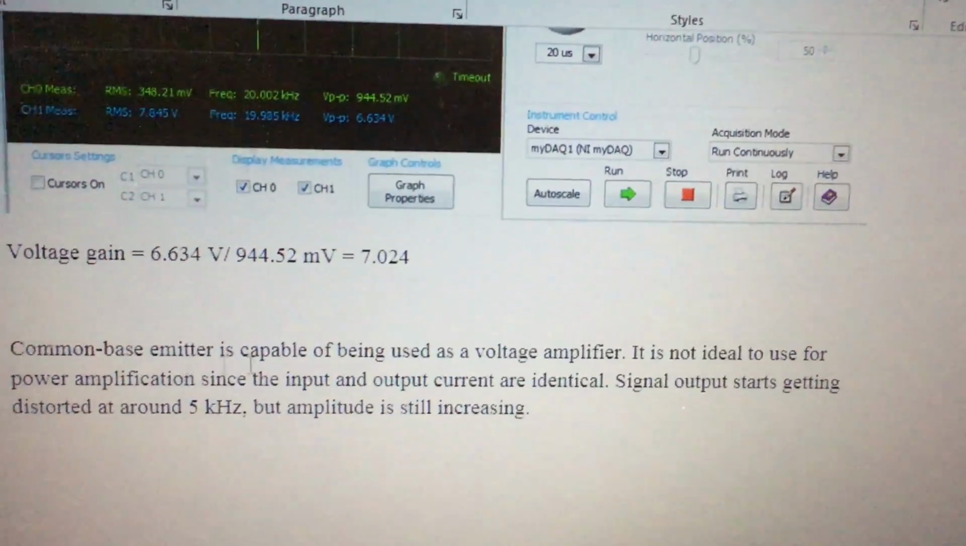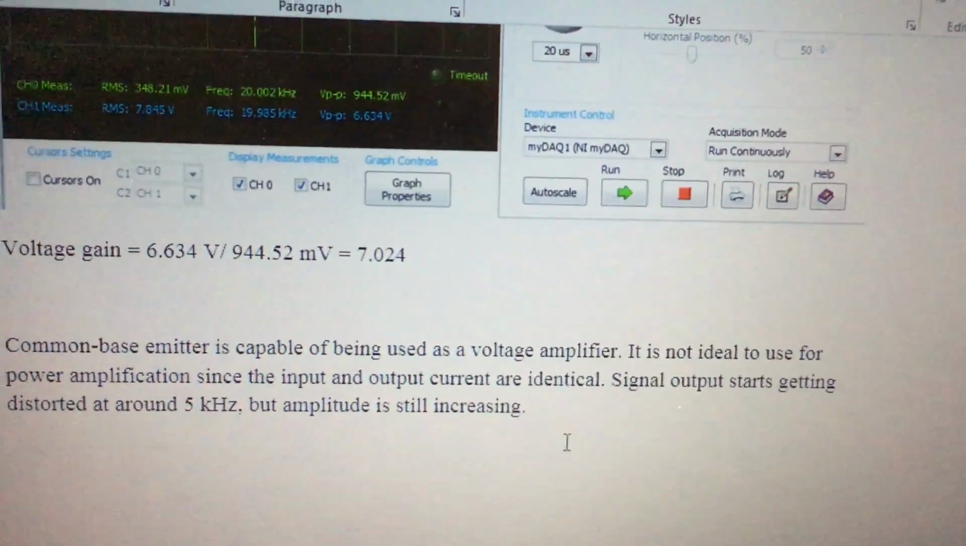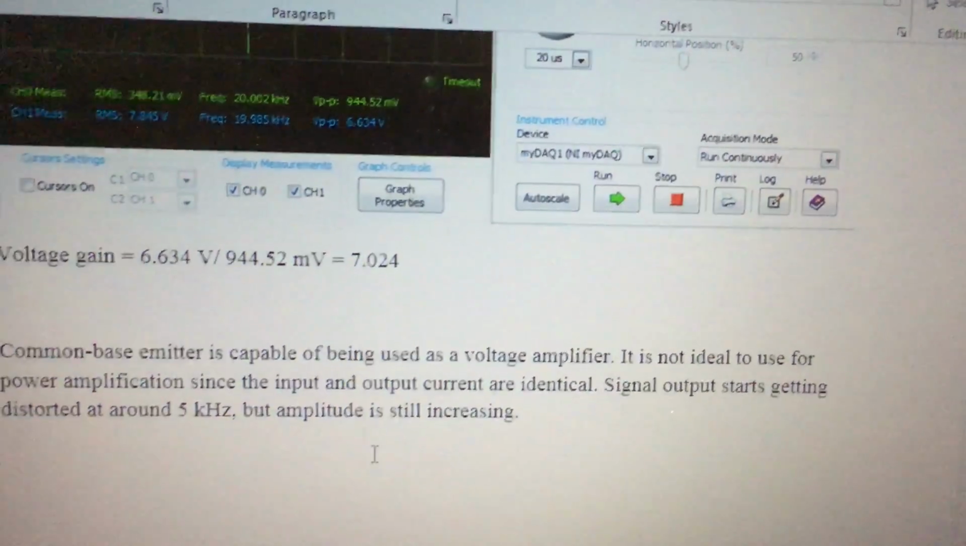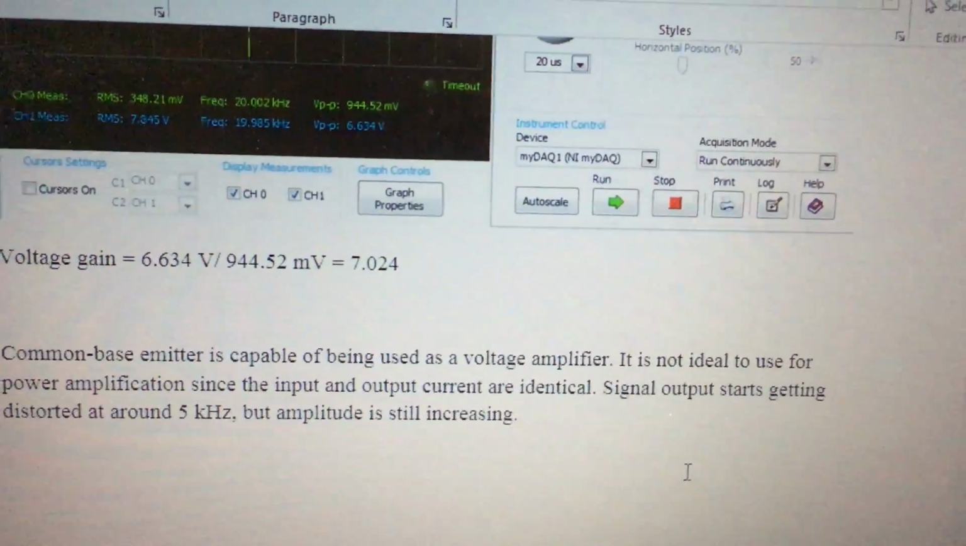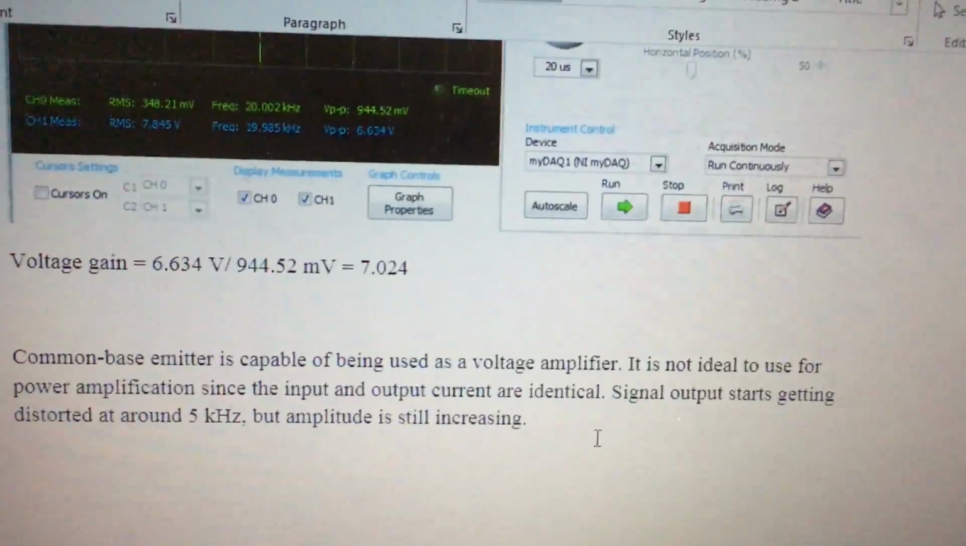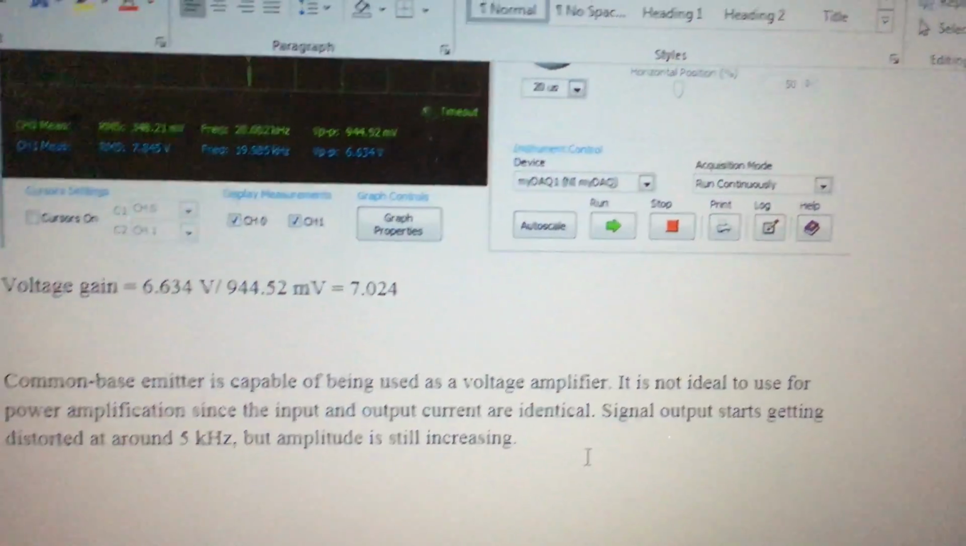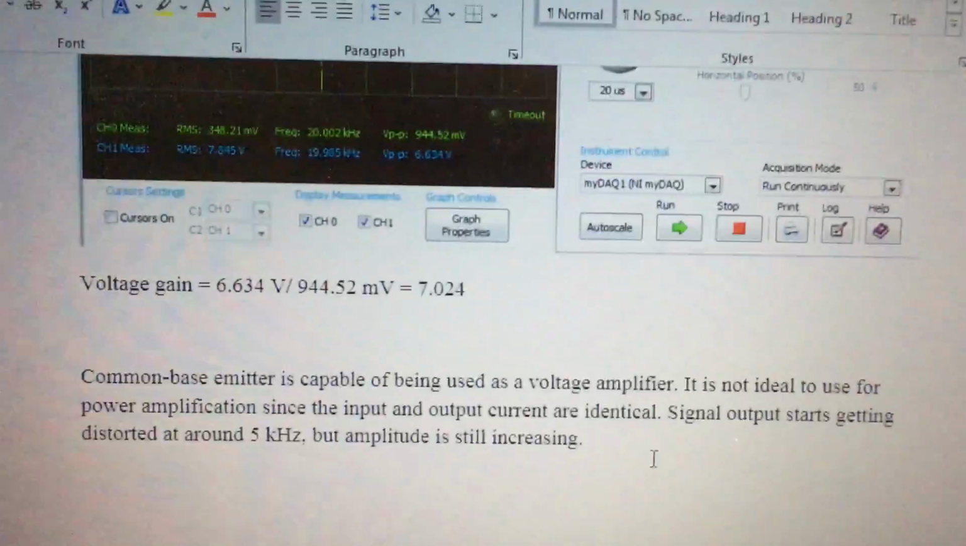So a common base configuration is capable of being used as a voltage amplifier. It is not ideal to use for power amplification since the input and output current are identical. And as observed, the signal output starts getting distorted around 5 kilohertz, but the amplitude is still increasing.